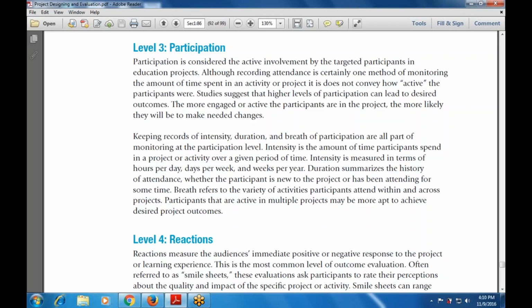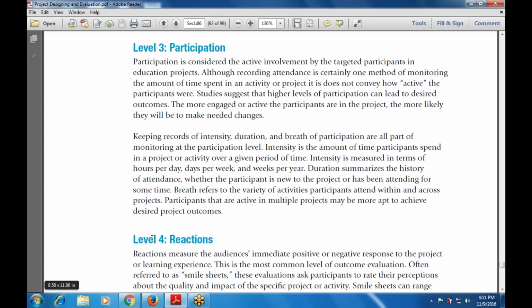Level number 4 is the reaction, which measures the audience's immediate positive or negative response to the project. So what is the feedback, what is the reaction, including positive or negative feedback. Many times the feedback will be positive, but sometimes it may be negative also. This depends on the product, on the learning, whatever the learning material, whatever the project outcome, whether a positive or negative outcome to the project or the learning experience.